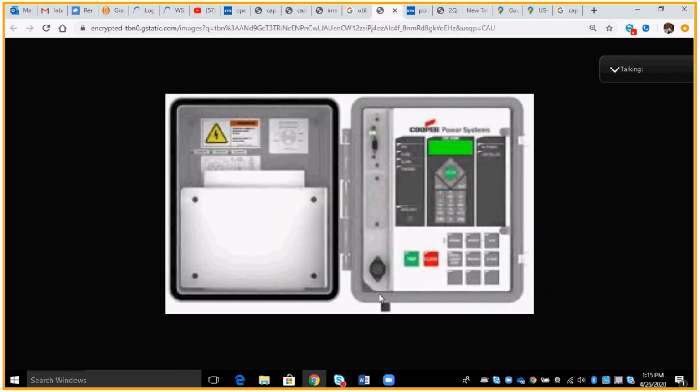This is a newer style control box, but you can essentially do all the functions that you need to as far as opening and closing the vacuum bottles with this. Also, this is SCADA controlled with one-way communication. My substation can send a signal to this particular bank and open and close it by radio automatically. The dispatchers aren't even doing it.